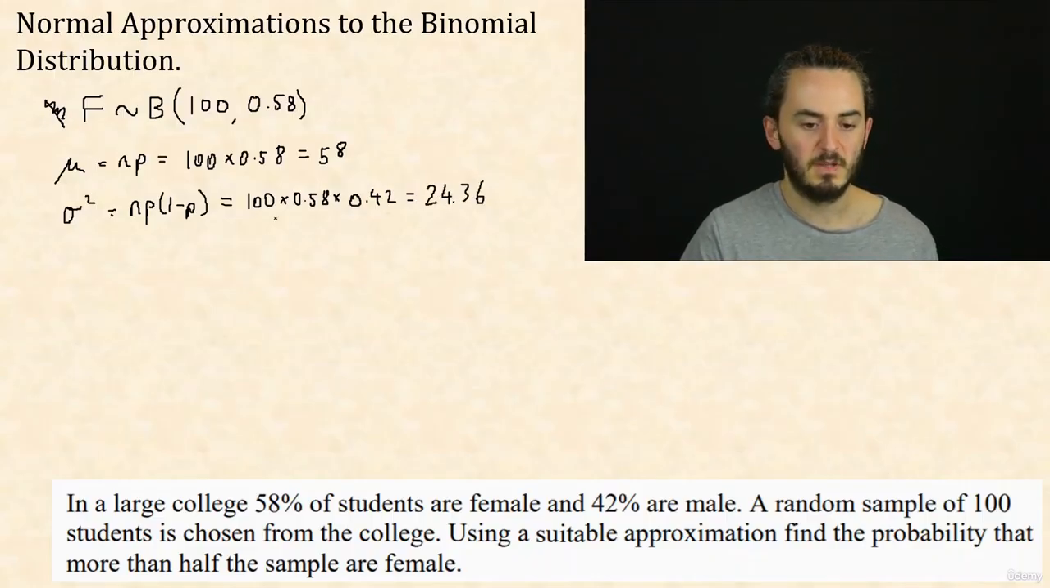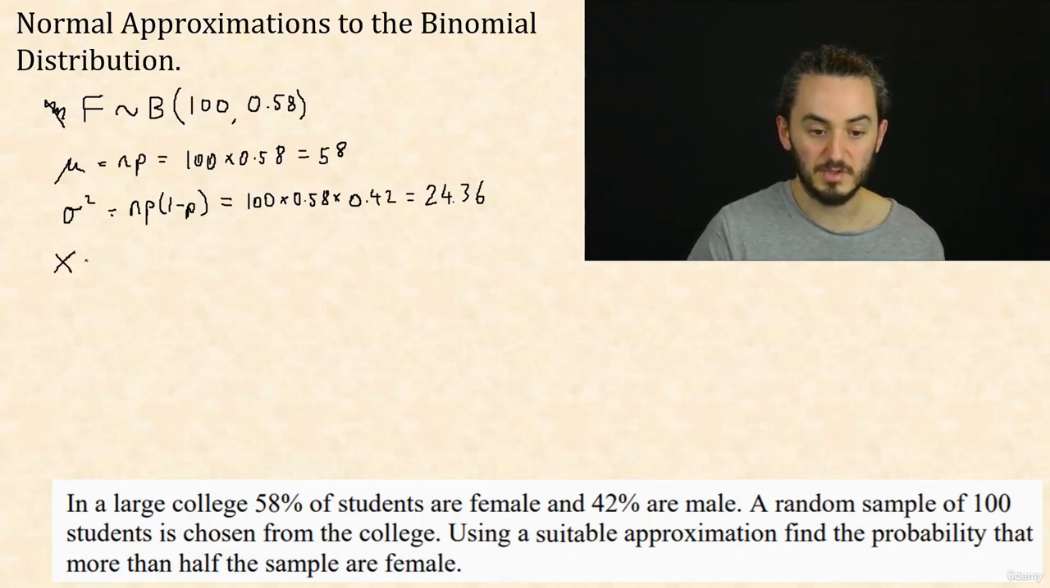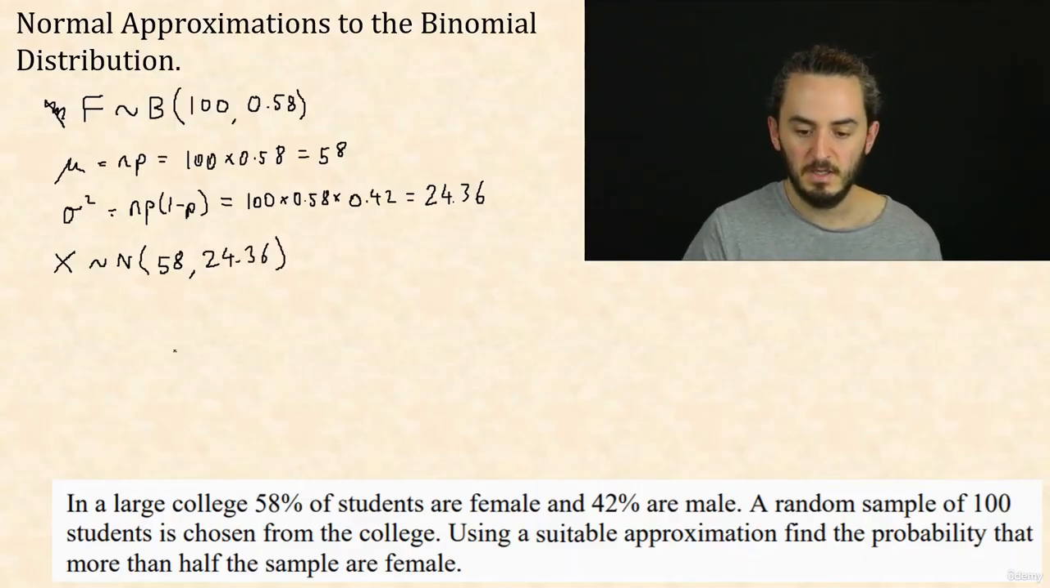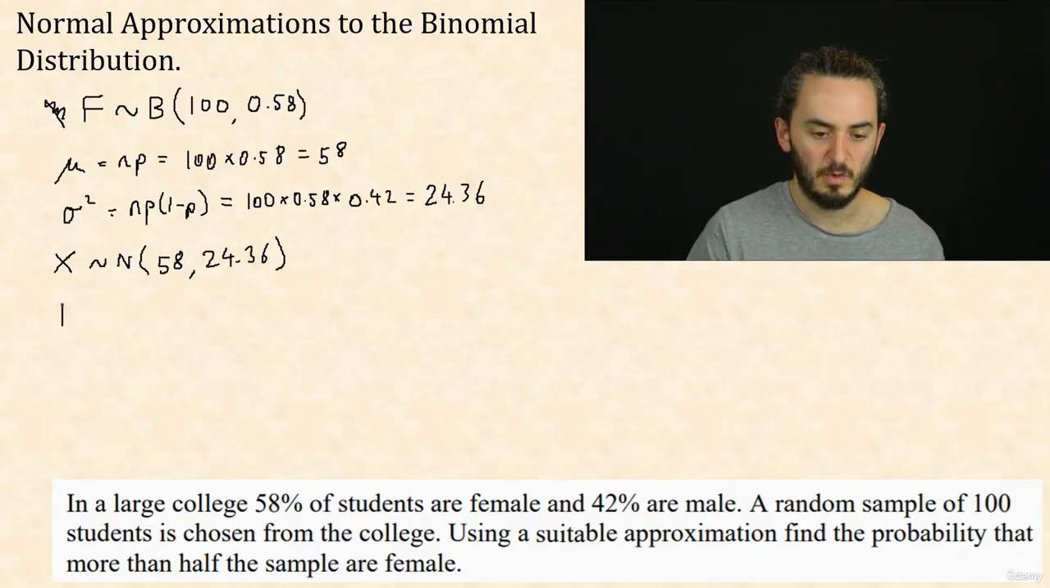All right. So that means that the normal distribution, which I'm going to call X, which looks a lot like F, has a mean of 58 and a variance of 24.36. Now, we need to think carefully about the actual question here. It's saying, find the probability that more than half. Well, half would be 50. So what we're looking for is the probability that the number of females is more than 50, more than half.